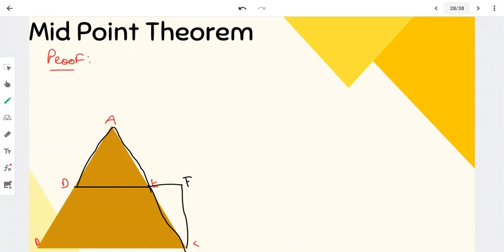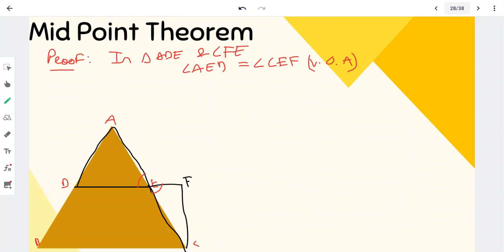Okay, now look in triangle ADE, and the other one, the newly constructed CFE. Look in these two triangles. Angle AED is equal to angle CEF, correct? Why? Vertically opposite angles, correct? Vertically opposite angles, correct? Then AE is equal to EC because that is the midpoint. AE and EC will be equal because this is the midpoint, right.